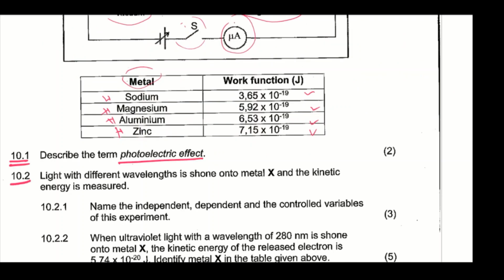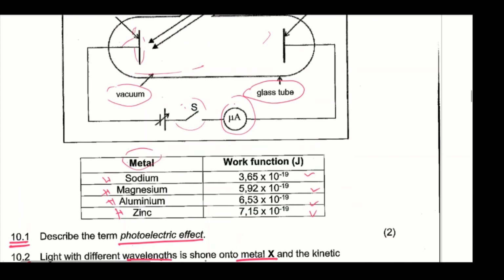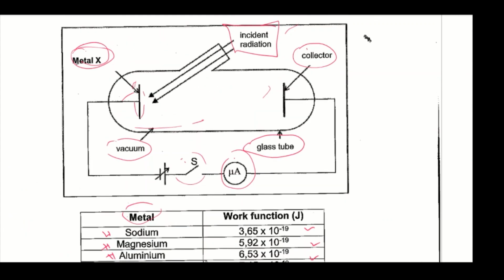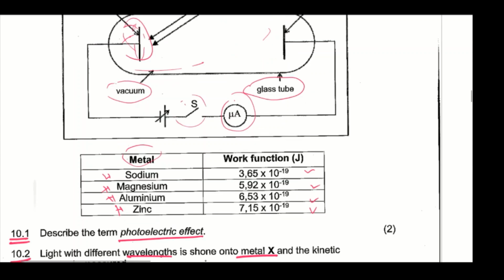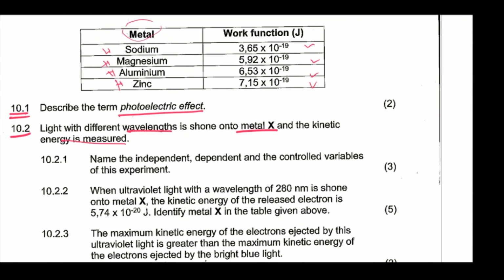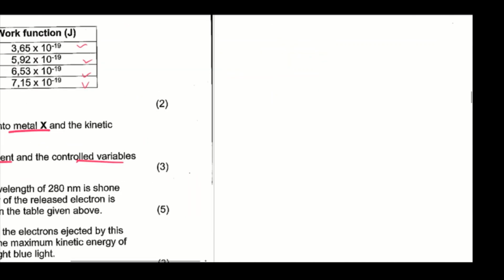10.2 says that light with different wavelengths is shown onto metal X and the kinetic energy is measured. So light of different wavelengths, different frequencies, you can say, is shown on metal X, right? And we measure the kinetic energy of each, right? Fine. So 10.2.1 says that name the independent, dependent, and controlled variables of the experiment.